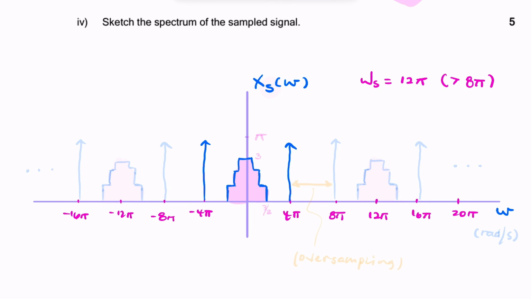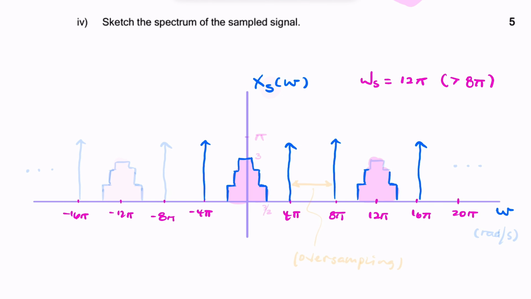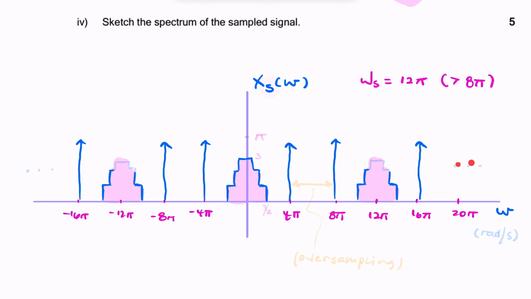So I'm going to try to copy this rather than redraw it. I'm going to have that replicated at multiples of our sample frequency. So it's going to be right there at 12 hertz, also 12 over pi radians per second, and at negative 12 over pi radians per second. And it does that an infinite number of times. Obviously, I can only draw the first few, but that's what it would look like.